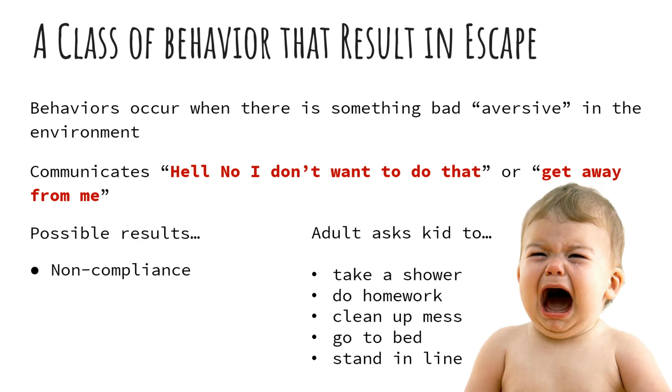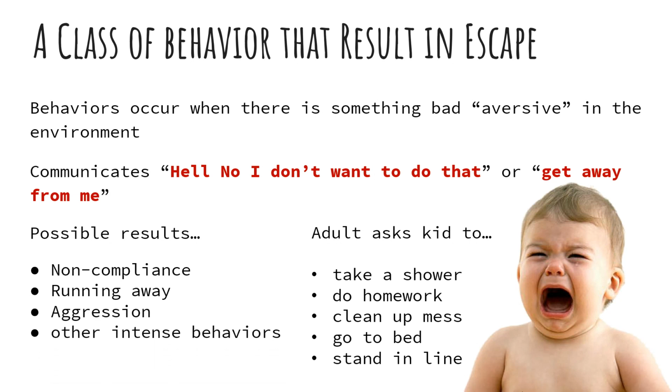Some possible ones that you might see are non-compliance. So you ask somebody to do something and they simply say no. They could run away from you. That's a pretty effective way to escape a situation. You might see behaviors of aggression or other intense behaviors that occur to get somebody out of doing something they don't want to do.